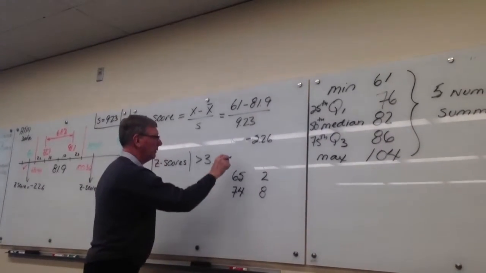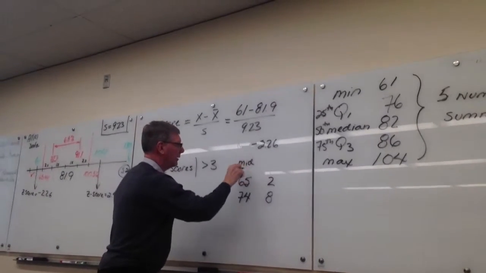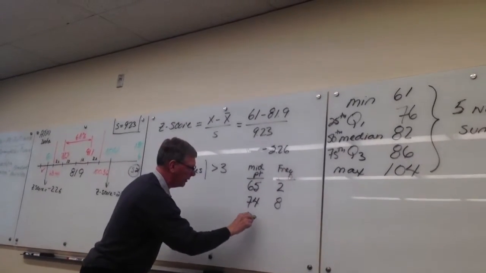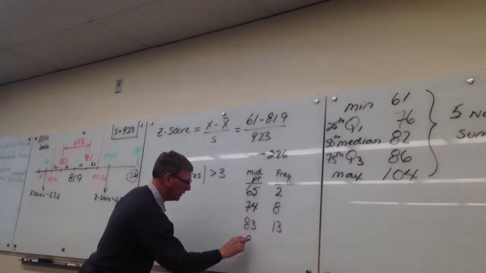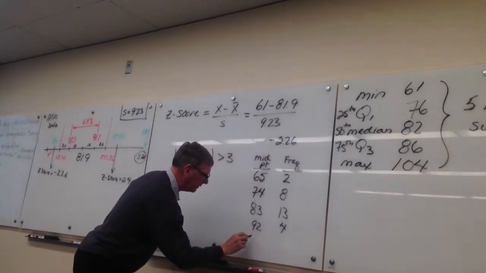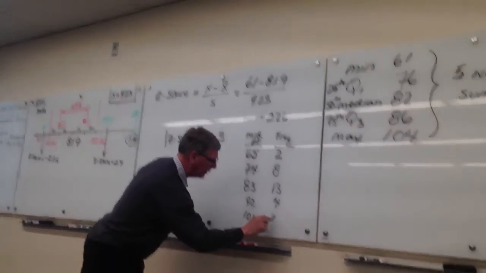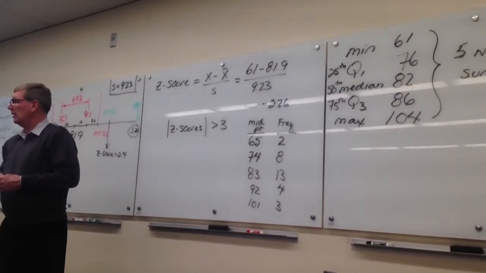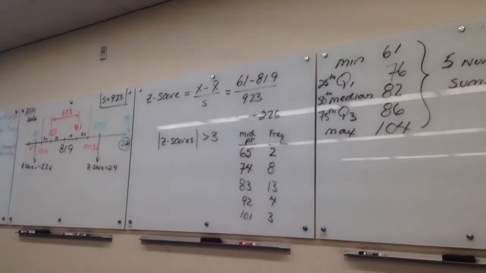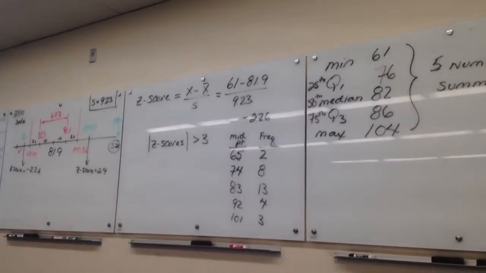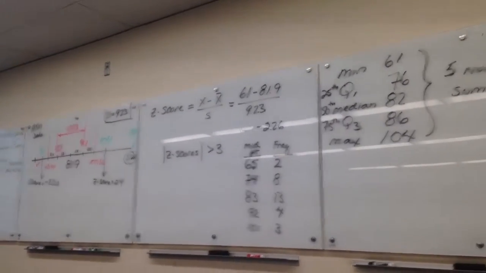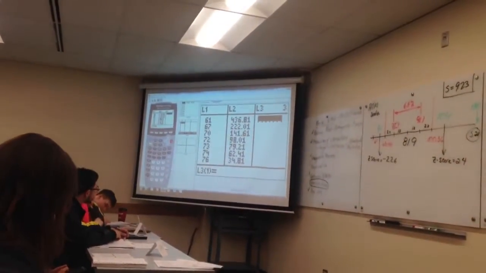And the next one, I'm going to write midpoint and frequency up there. The next one was 83, and I think that was 13. And the next one was what, 92? Was it 4? And 101, there was 3, I think, right? Everybody remember that? Now, we didn't actually have the data, but we just knew that. We could actually use that to figure out some statistics. So let's go to stat, enter, and find a clean list if you have it.